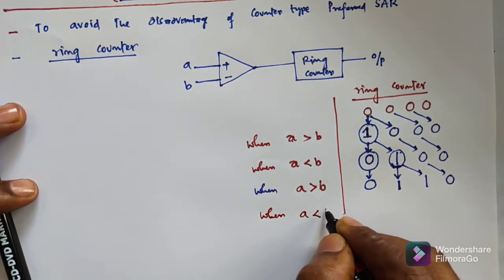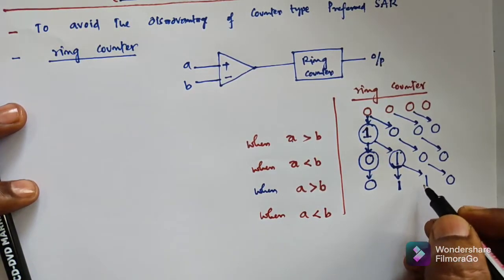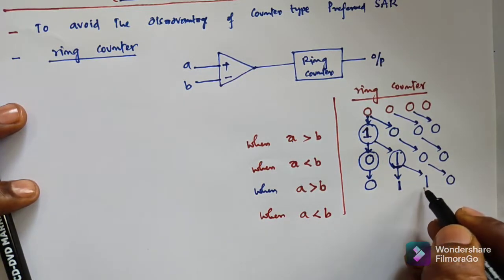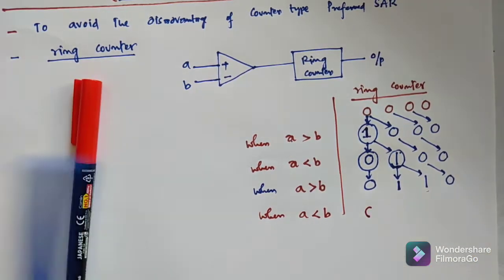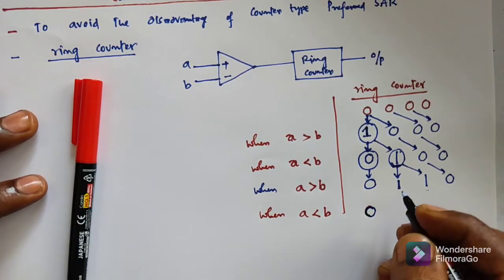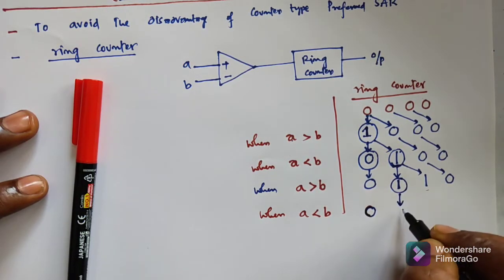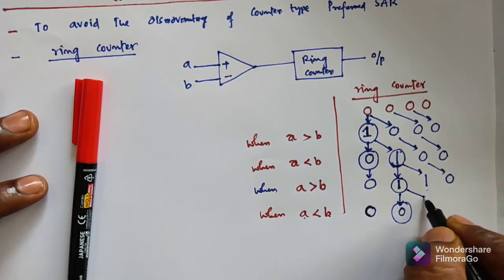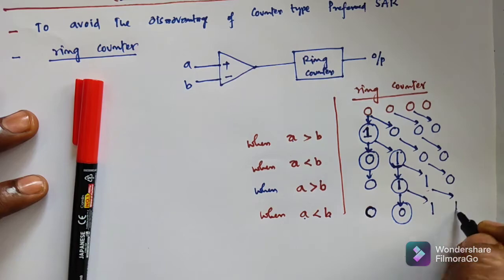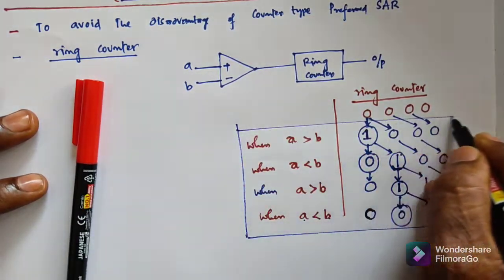And for the last condition, if A is less than B, meaning B is greater, which position are we in now? We are in this one. Then you calculate the response: this is 0, this is 0, and this 1 is replaced by 0. Why? Because here B is greater. Then you can shift 1 and shift 1. This is the actual procedure for the ring counter.